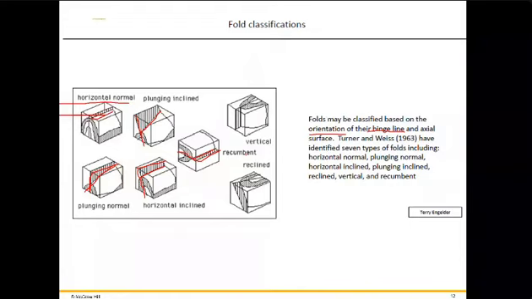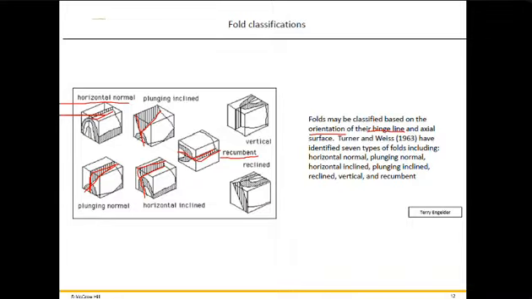Can someone say recumbent fold? Recumbent fold. Recumbent fold. Yes, good. So why is it a recumbent fold? It's a recumbent fold because the axial plane is horizontal.